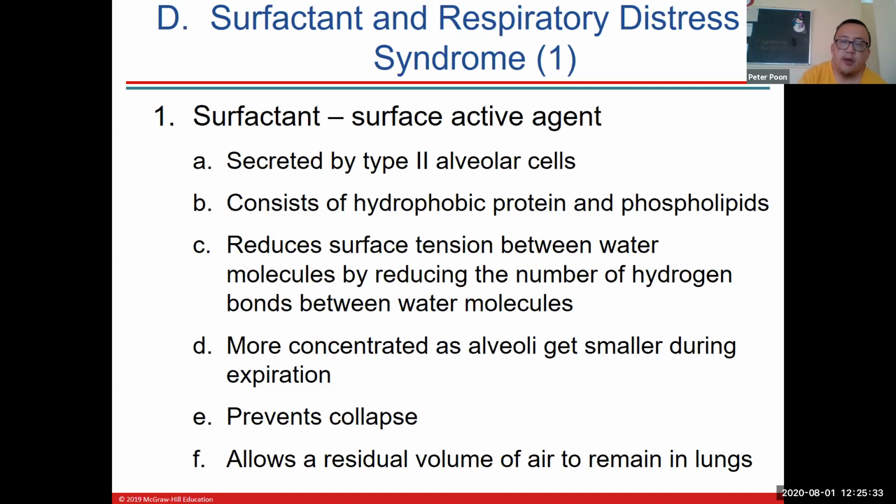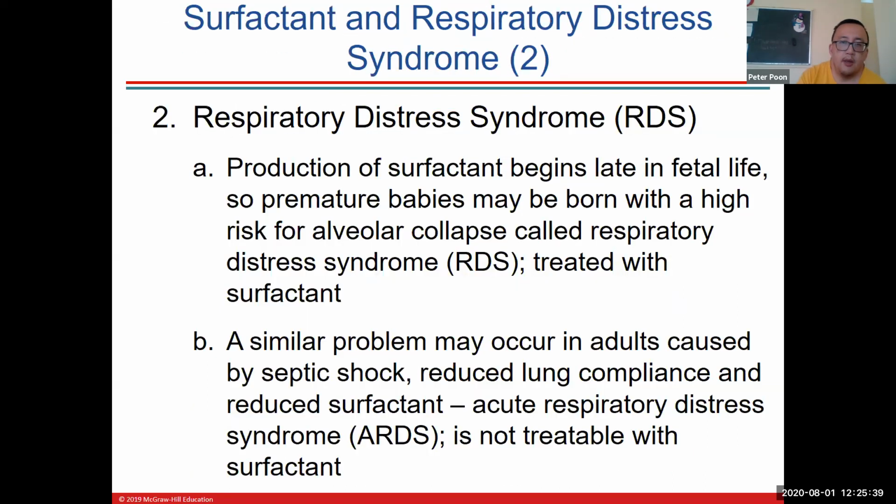Okay, so here's where they explain surfactant. I'm not sure if they explain this in your anatomy, but respiratory distress. When you're a fetus, you don't breathe at all because there's no air around you. Your oxygen comes through your umbilical cord, so you don't need to breathe. So you don't make surfactant until you're ready to be born.